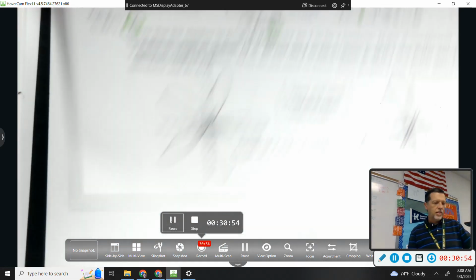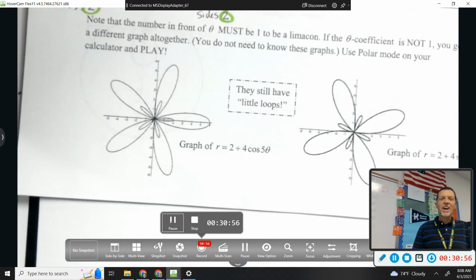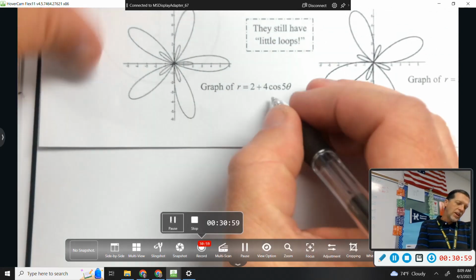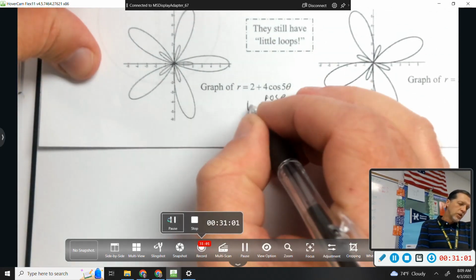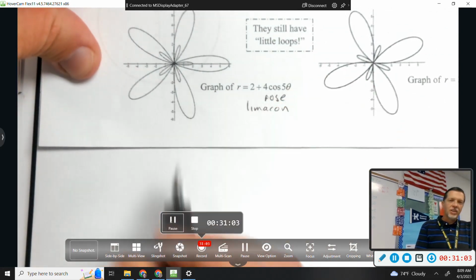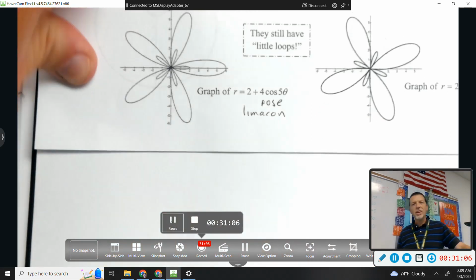And then there's that last picture. Again, you're not going to have to graph those, but that's that combination of it's sort of a rose, it's sort of a loopy limacon, and yeah, sure enough, you get crazy looking graphs.